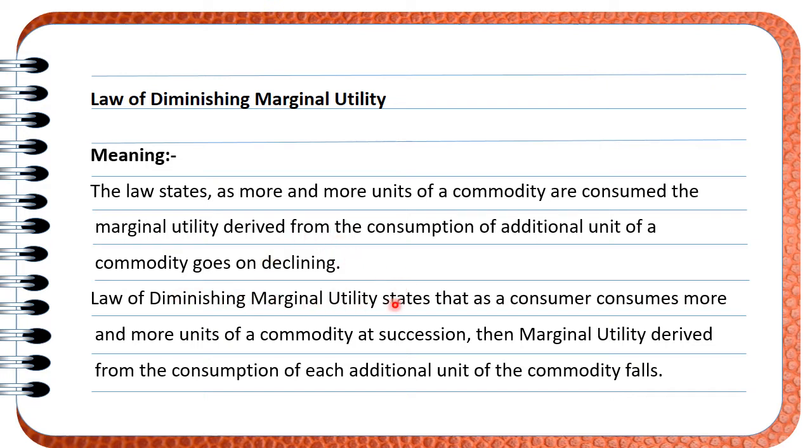The law of diminishing marginal utility states that as a consumer consumes more and more units of a commodity in succession, which means when a consumer is consuming the commodity in continuation, then marginal utility derived from the consumption of each additional unit is falling down. So the important thing over here is that the commodity should be consumed in succession, without a time break, and we should also consume the same unit of the same quality of the commodity.